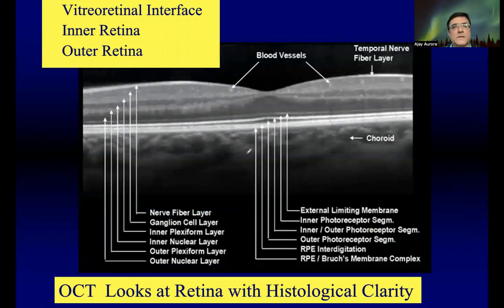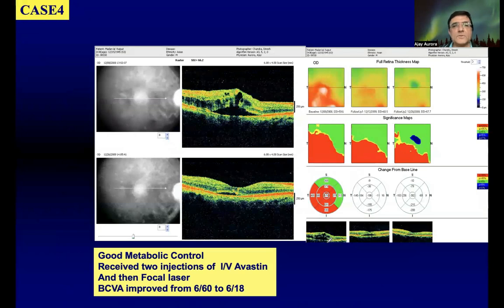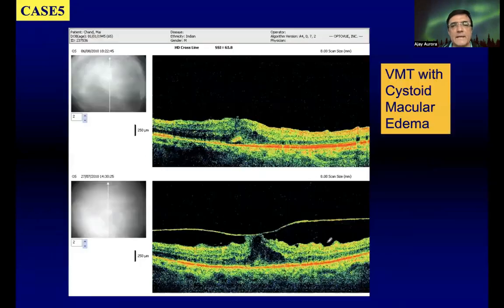Now, what is the role of OCT in diabetic retinopathy? I think a lot has been talked about OCT, and we know that OCT gives us a histological picture of the retina without even touching the retina. So we can have a sponge-like edema, we can have cystoid macular edema, we can identify the taut posterior hyaloid, but the most important differentiation, which OCT helps us to get, is to differentiate a tractional versus a non-tractional diabetic macular edema. So like this is the case of a spongy and a cystoid edema, you treat it with anti-VEGF.